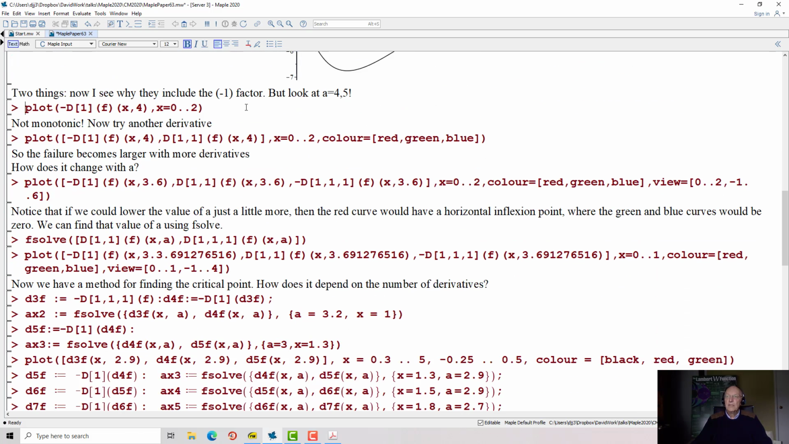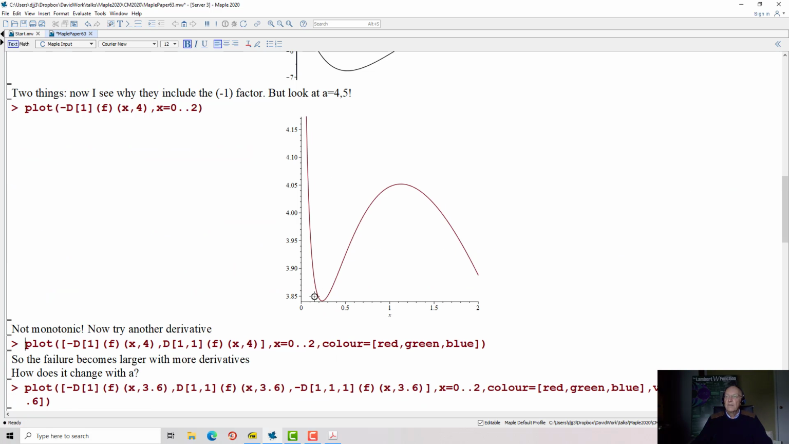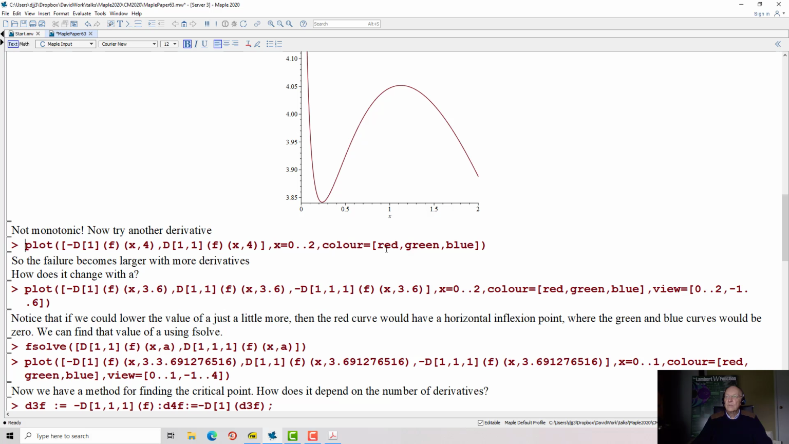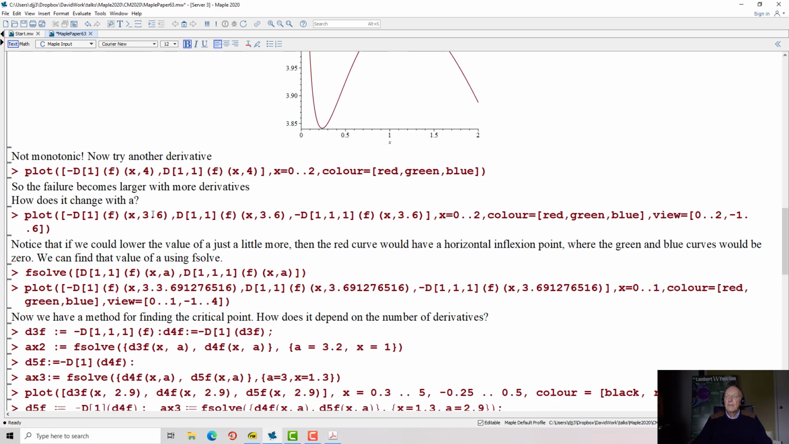So let's put in the minus sign and look a little bit more closely at a equals 4. Notice my vertical scale has now increased. It's from 3.85 up to 4.15, and we see this marked departure from monotonicity. So we can ask ourselves, well, what would happen then if we took more derivatives? So now, here I have minus the first derivative plus the second derivative is even, so I don't need the minus sign, again for a equals 4.